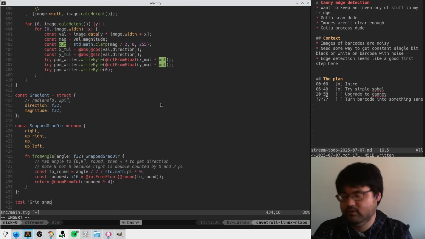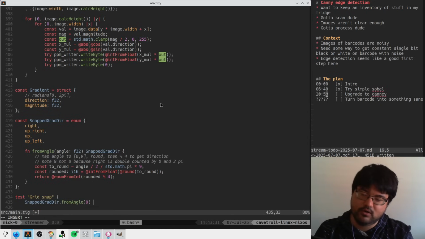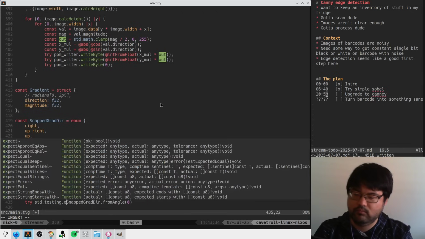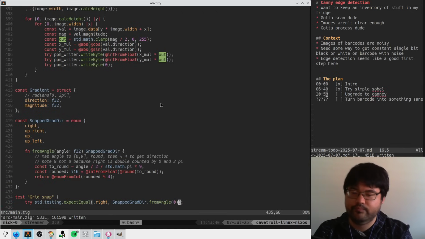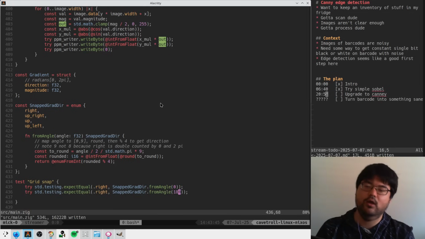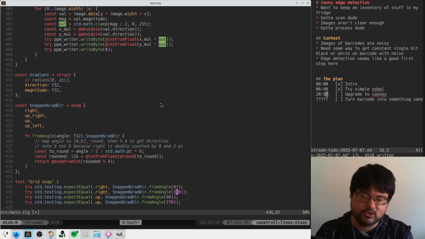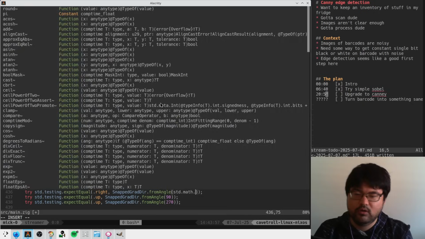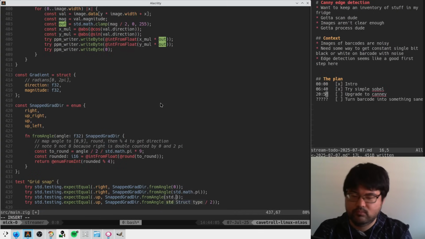Grid snap. So can we do snap grid-dir from angle of 0? This should be right. Obviously 180 this should also be right. 90 should be up. And 270 should also be up. These are wrong. These are supposed to be in units of pi. So pi, 3 times pi over 2. Okay.